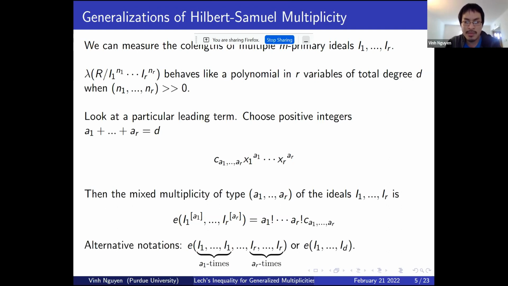Okay, so here's some alternative notation that I'll use throughout the talk. We can list out each of the ideals a certain number of times based on the a's. Notice that there will be a total of d many ideals inside the multiplicity notation. If we do not want to distinguish the ideals, we can just write e of I_1 to I_d.